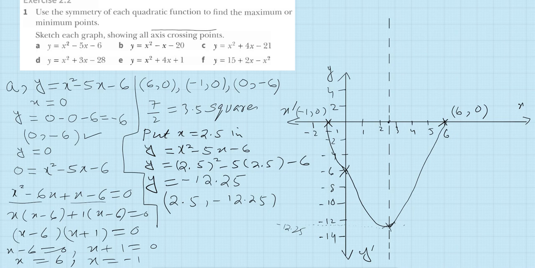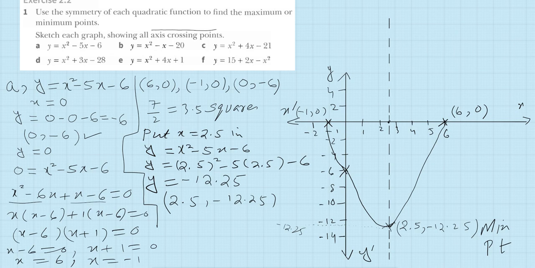Clearly, this last point, where the value of x is 2.5 and the value of y is minus 12.25, is the lowest point, or you can call it the minimum point. So I am writing over here, minimum point. So these are the steps, students. Very easy questions. Just focus on each and every point. Finally, we have to write the answer.